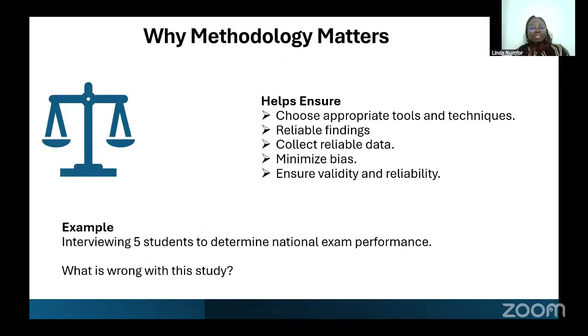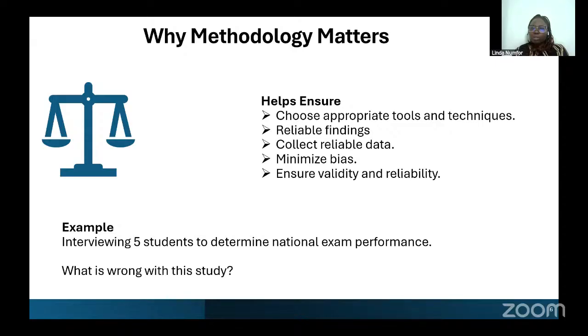Next, why does methodology matter? Why do you have to know the type of methodology you are carrying out? It helps you to choose appropriate tools and techniques. If you want to build a small building, maybe just 2 rooms, what will you use? Are you going to just buy maybe 500,000 bricks to build a house? Are you going to have a very deep foundation?